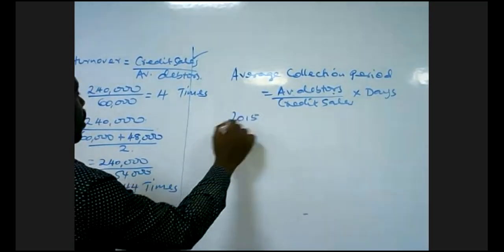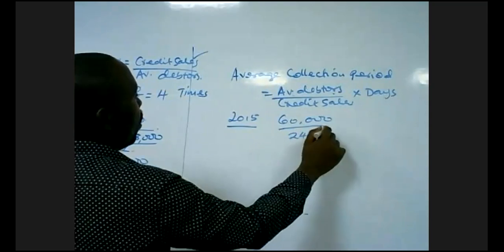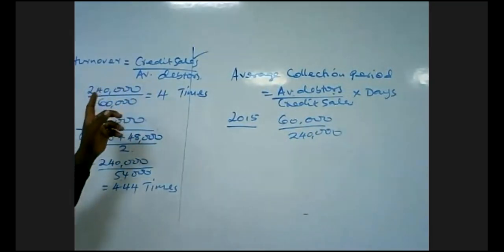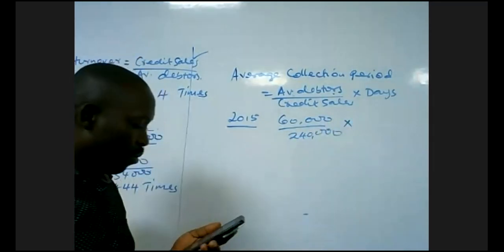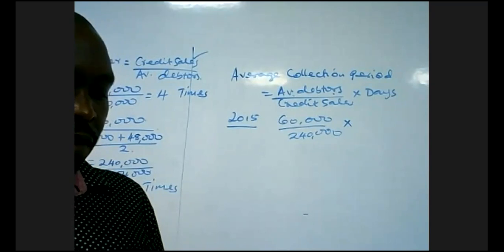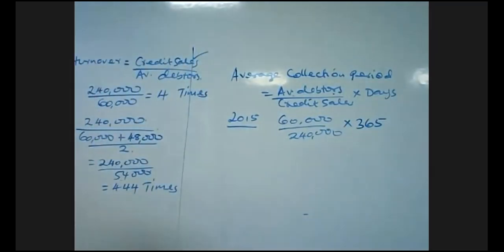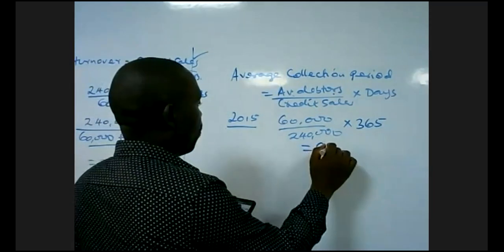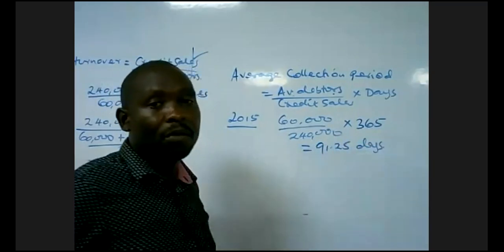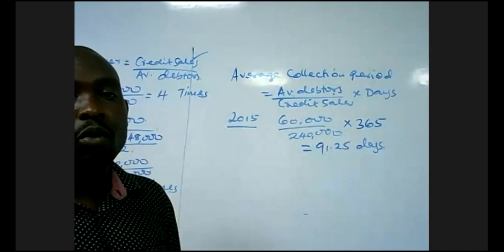So for 2015, the average debtors we got was 60,000 divided by 240,000. Interchange now. It was 240 over 60, now it becomes 60 over 240. But now this one you multiply by the days. If you look at the question, below the statement of financial position, we are told to assume a 365-day year. So you compute 60 divided by 240 times 365. You get an average of 91.25 days. Those are the number of days it takes us to collect money from our debtors. On average, it takes 91.25 days to collect money from the debtors.